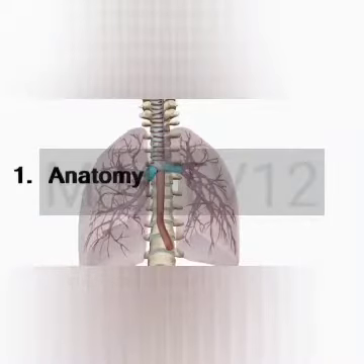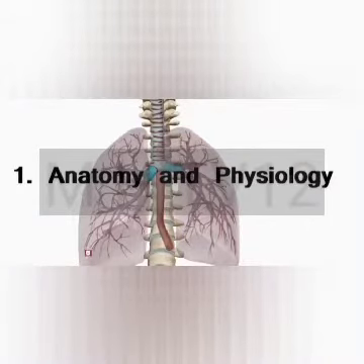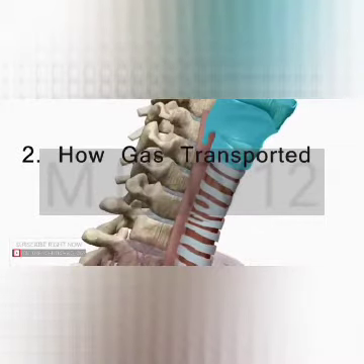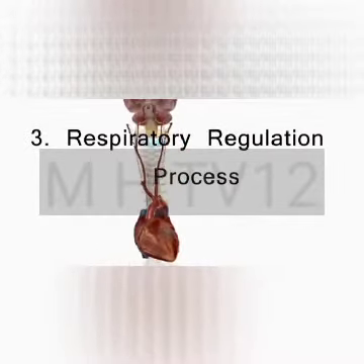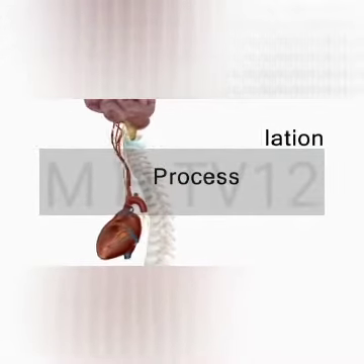In this video, we will first talk about the brief anatomy and physiology of the respiratory system. Then we will discuss how the gas transportation occurs. And later we will talk about how the respiratory regulation occurs in the human body. So first, coming to the anatomy and physiology of the respiratory system.